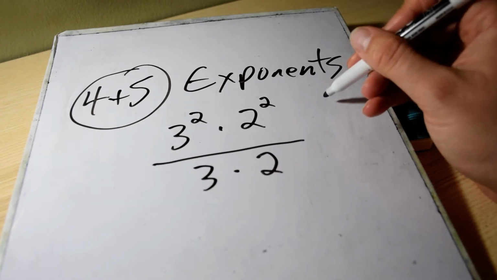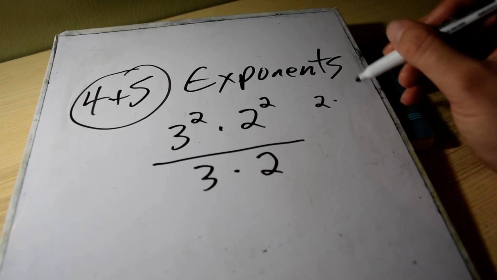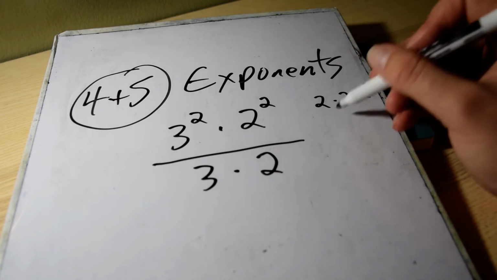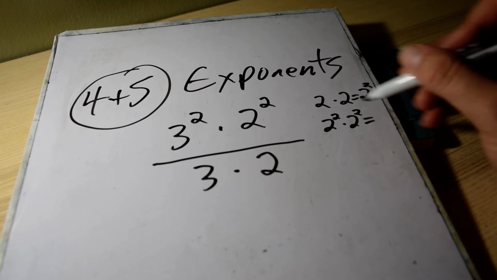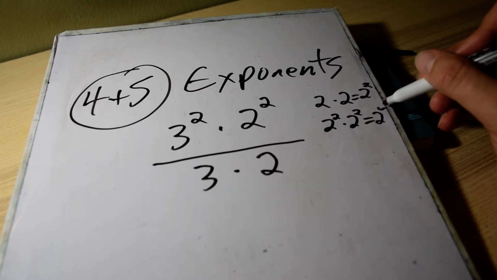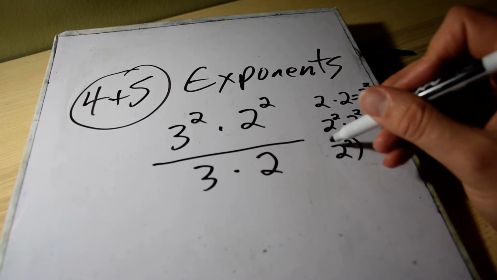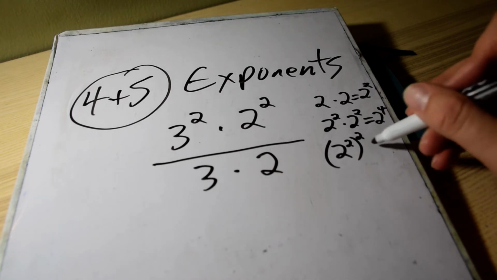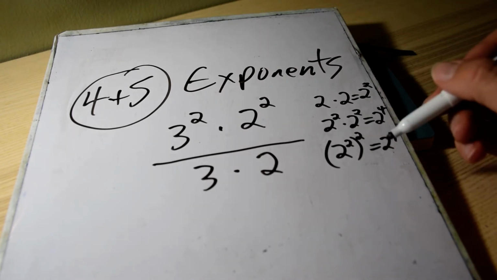So just quickly, if you have 2 times 2, well, that's 2 squared, right? That's an exponent. But if you have 2 squared times 2 squared, you add those exponents, so you get 2 to the 4th power. And then if you have 2 squared to the squared, you multiply those and you still get 2 to the 4th. But if those numbers were different, then that would come out differently, obviously. So that's our quick powers.